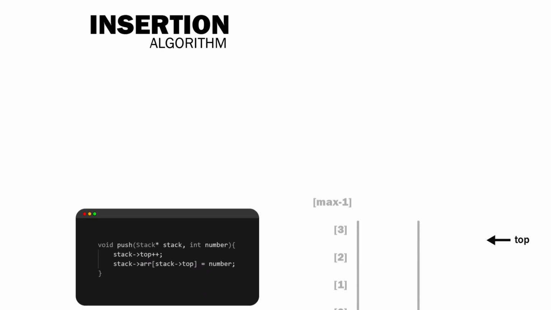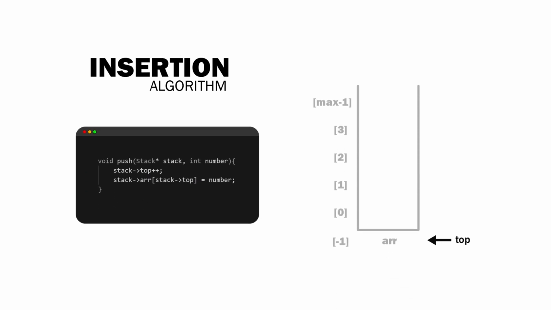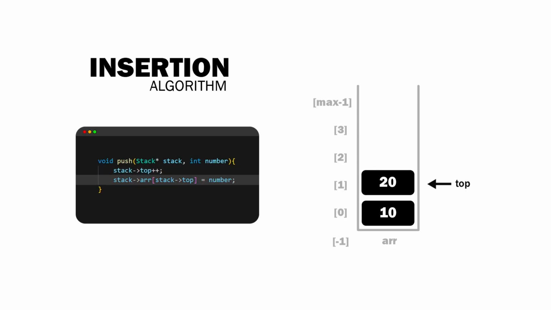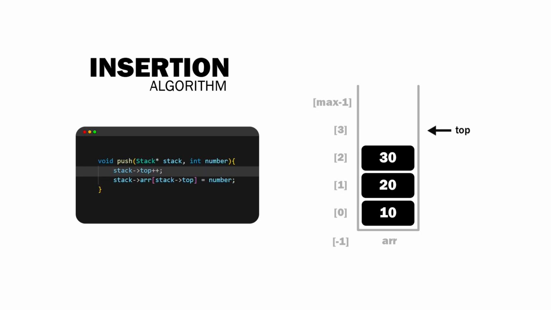The push method is responsible for inserting a new element into the stack. It does this by first increasing the value of the top index, which keeps track of the current position at the top of the stack. By incrementing top, the method moves to the next available position in the internal array. Then, it assigns the given integer to that position, effectively placing the new element on top of the stack. This simulates the behavior of stacking one item over another in a last-in, first-out manner.